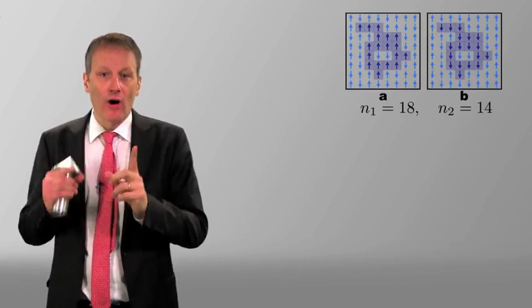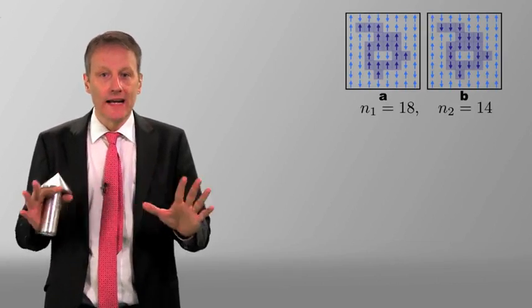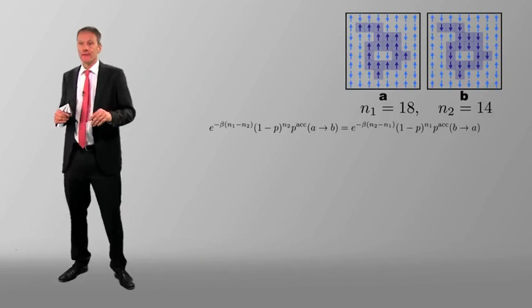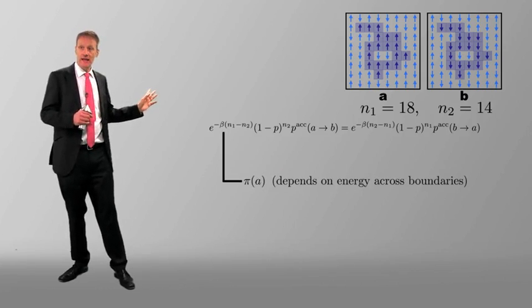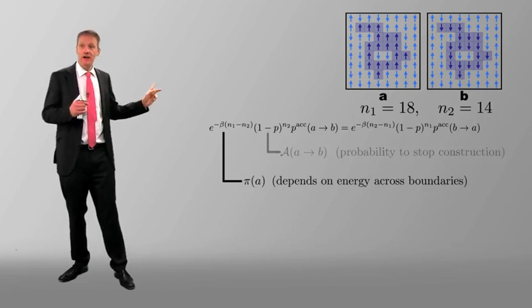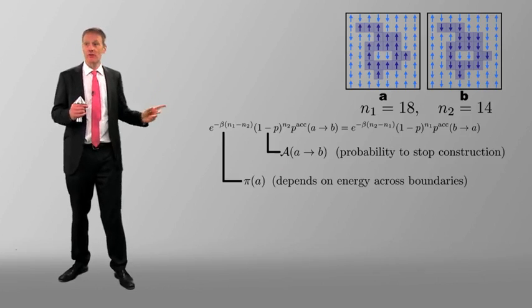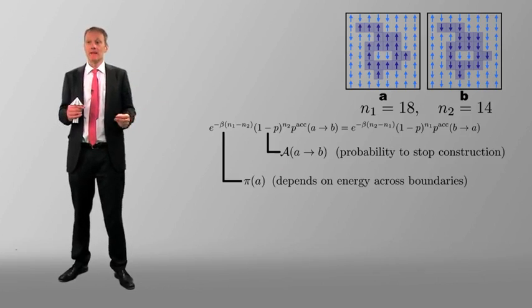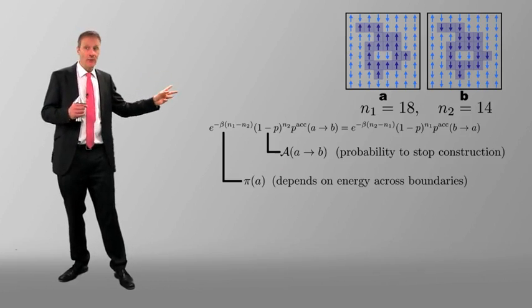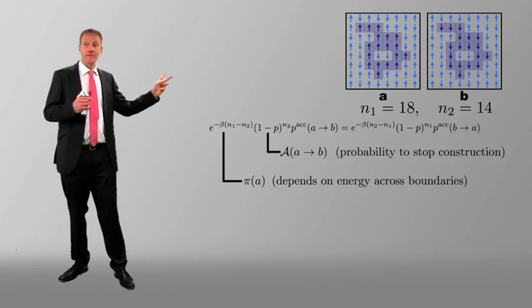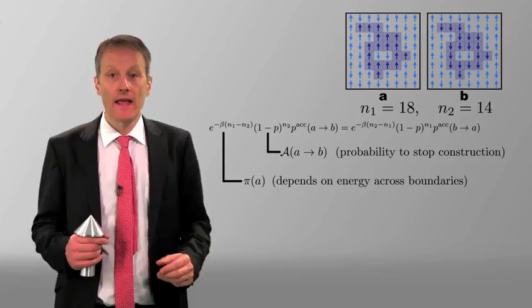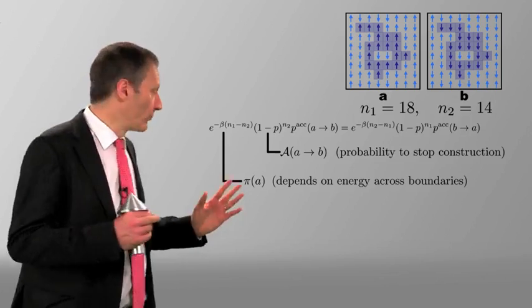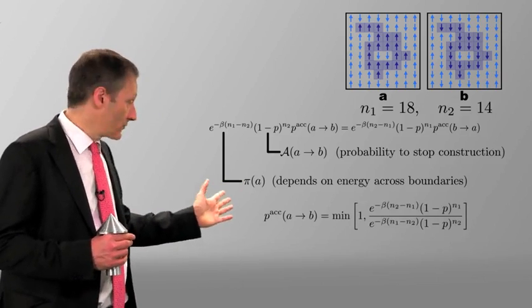Now we have all that it takes to write down the detailed balance condition. Like here, we have the statistical weight of configuration A times the a priori probability to construct this cluster times the acceptance probability to move from A to B equals the statistical weight times the construction probability times the acceptance probability from B to A. This gives the Metropolis acceptance rate shown here.